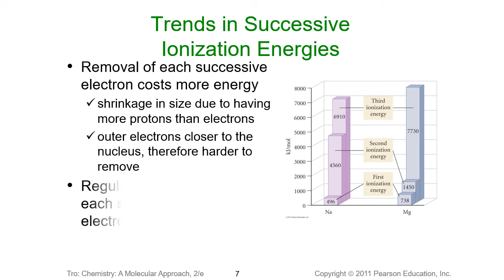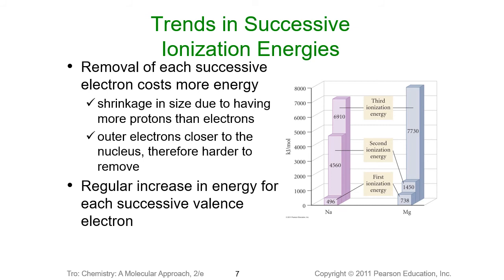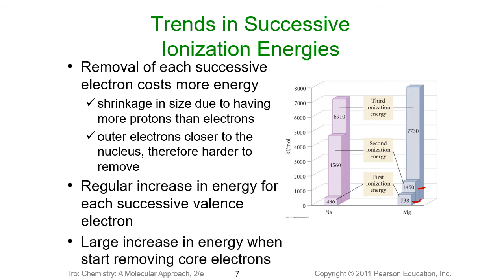We do see regular small increases in ionization energy while we're removing valence electrons. As soon as we start removing core electrons, then we get a very large jump in our ionization energy. So for sodium, we can remove one electron fairly easily, and then we get a very large jump when we remove the second electron. For magnesium, we can remove two, and then we get a large jump because we're removing a core electron.